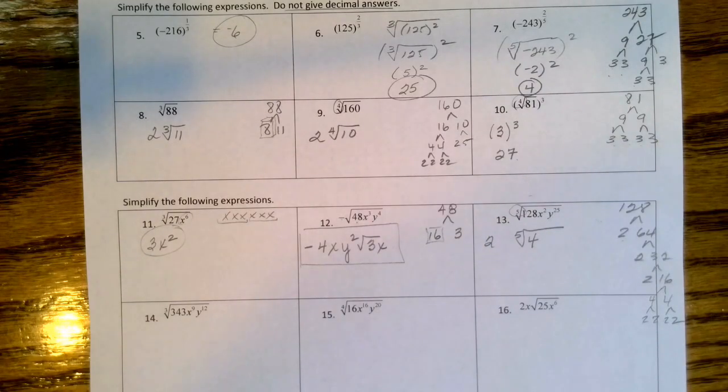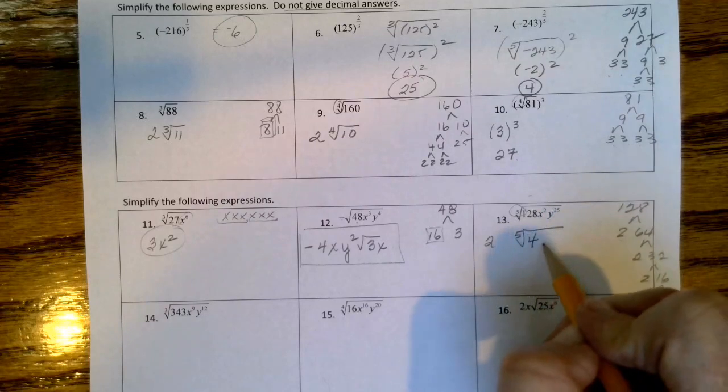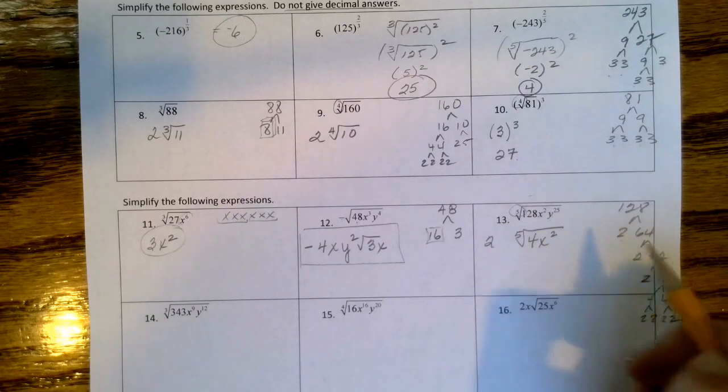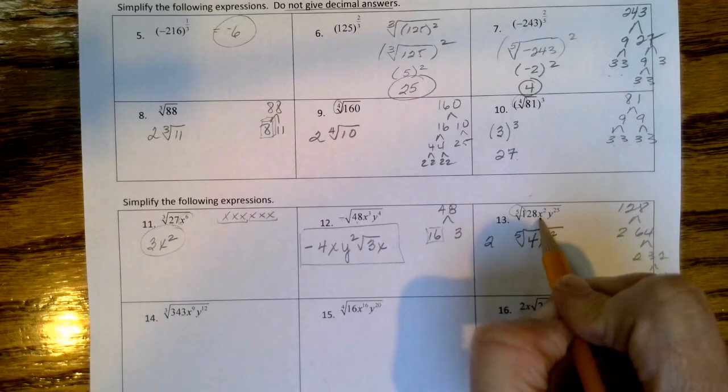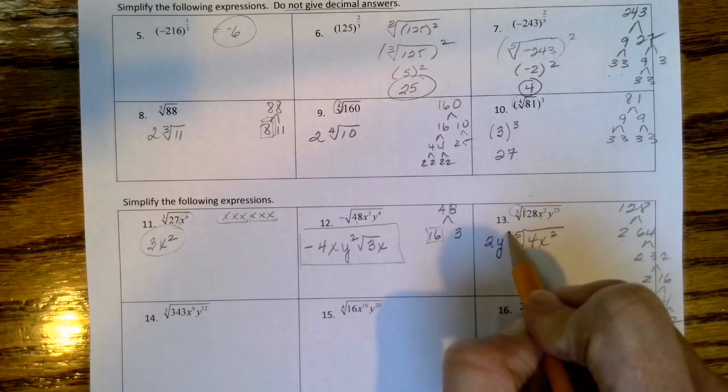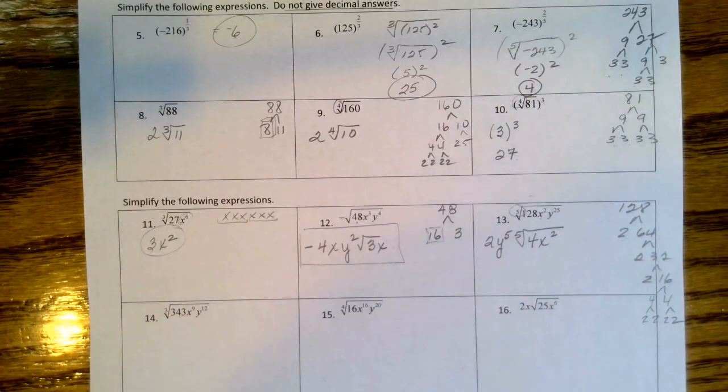stay inside the radical. None of my x's can come out. I need 5, and I only have 2. My y's come out evenly in 5 groups of 5.